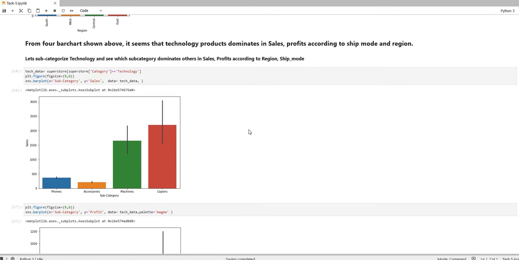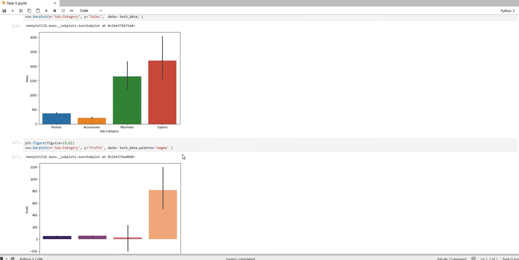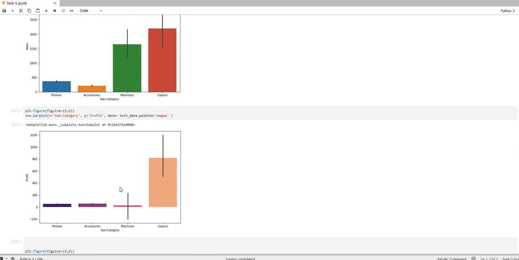We have seen that technology dominates in both sales and profits. Now let's see which subcategory of technology has the highest sales and profits. It is clear from this chart that copiers have the highest sales and profits. Though machines have relatively high sales, they tend to have losses, as we can see here.